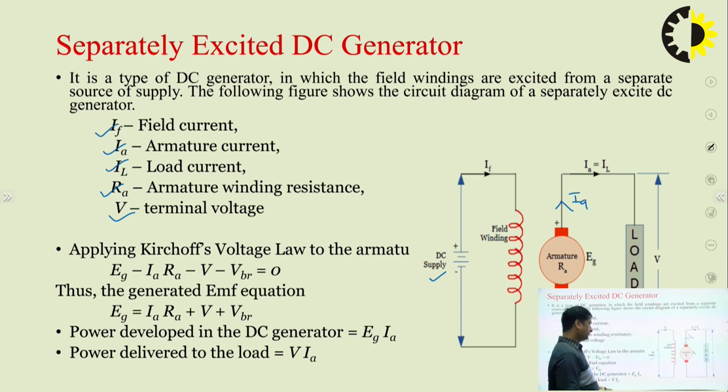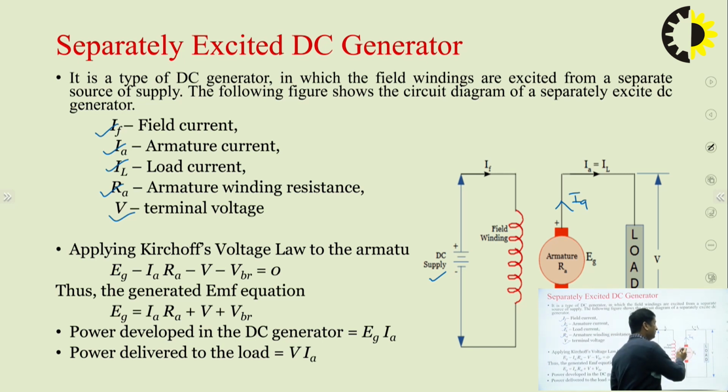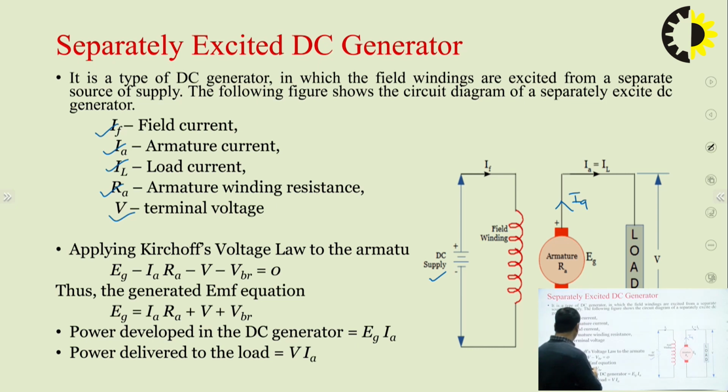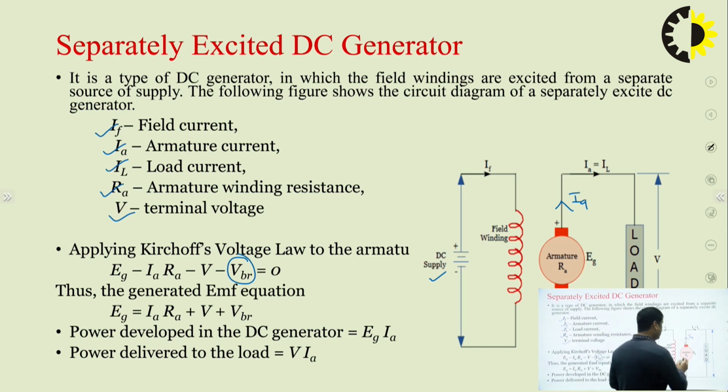If you write the voltage equation, it is very simple. Suppose that the voltage generated is EG. We can apply Kirchhoff's voltage law, and EG will be equal to voltage V plus the drop in the winding resistance. So applying KVL, EG minus IA RA minus V minus VBR, where VBR is the brush voltage drop. These are the brushes basically, and if this brush voltage drop is given, we have to consider it.